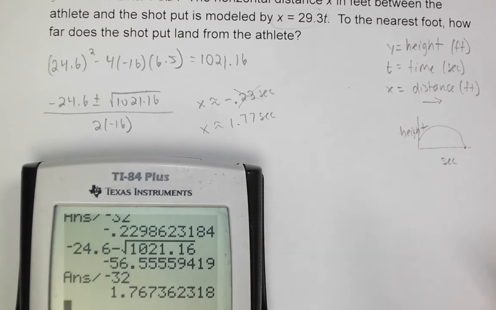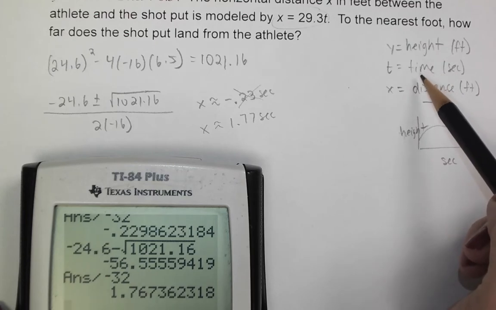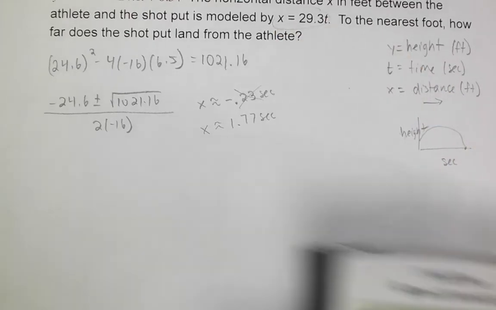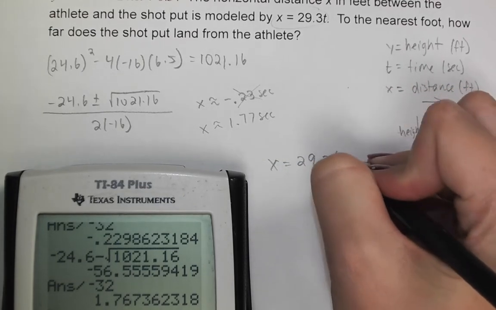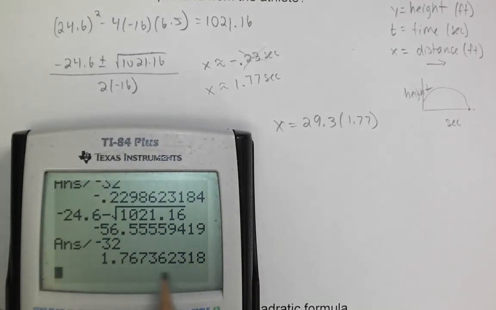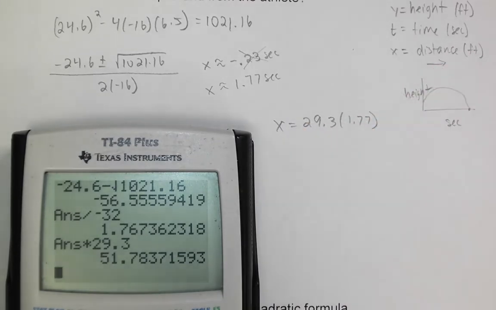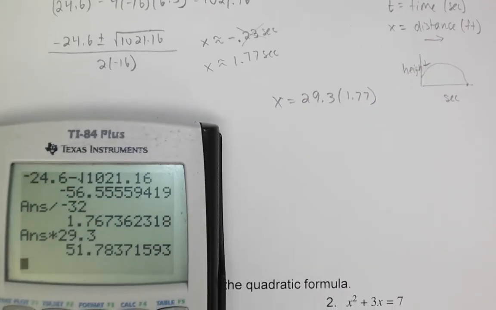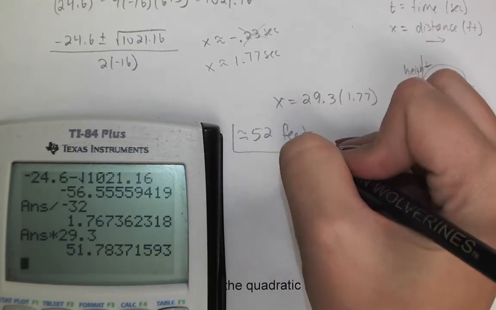So if we go back up to our problem, we have this little function. X is really what we're trying to find. So we just found t, wants us to find x. We can plug that in. So if x equals 29.3 times this 1.77 stuff, I'm actually just going to take this answer because this is more accurate than rounding it off and multiply that by 29.3. And I get 51.78. So it says to the nearest foot. So that would be about 52 feet is how far that would travel.